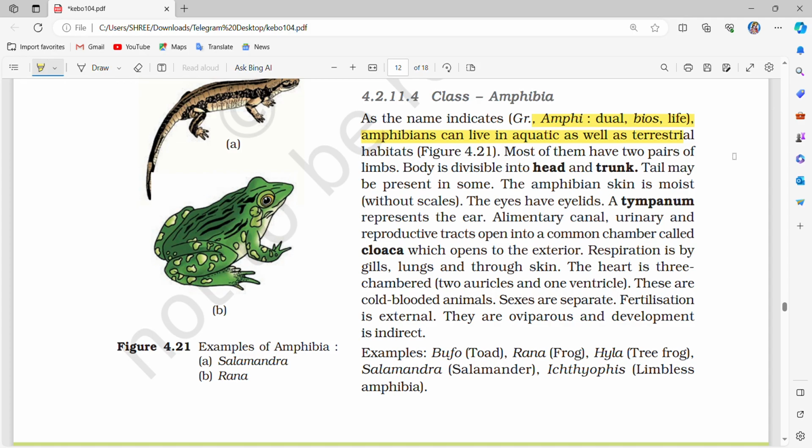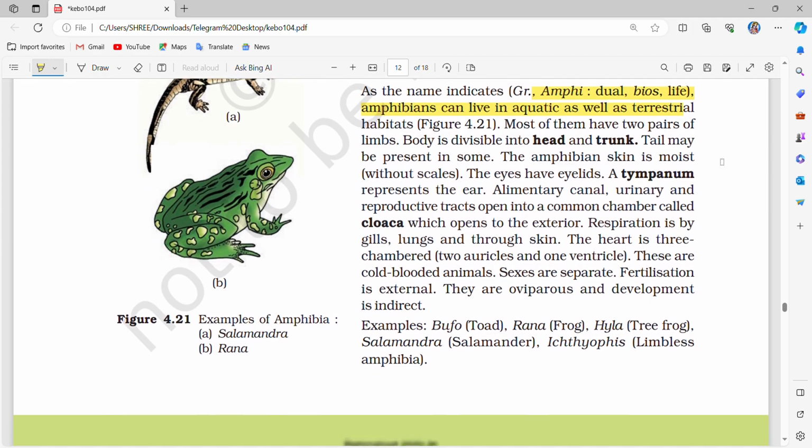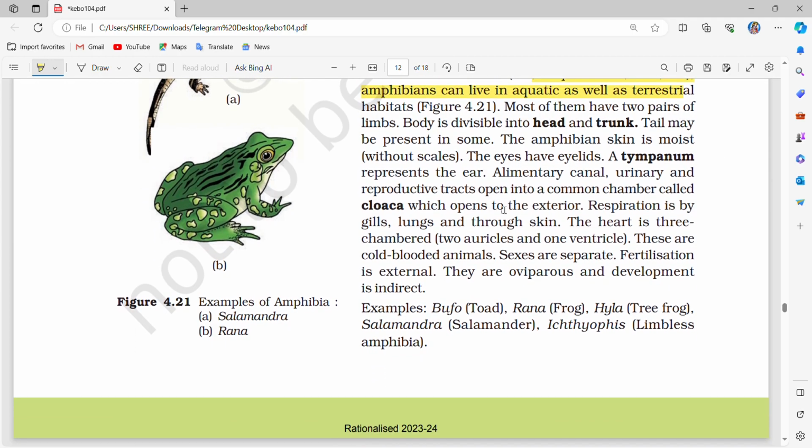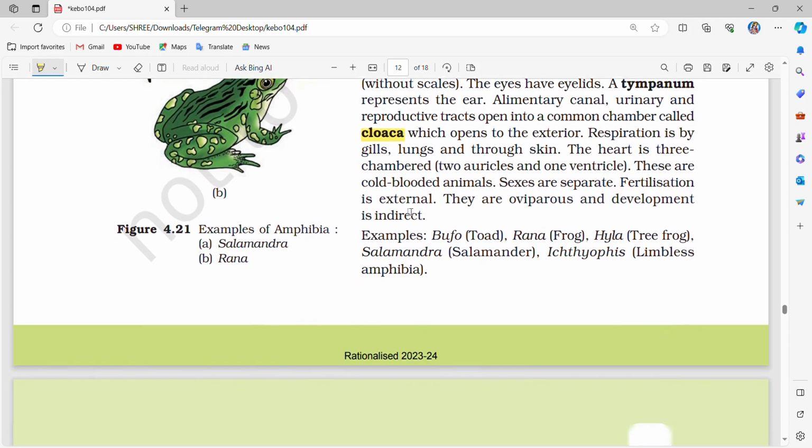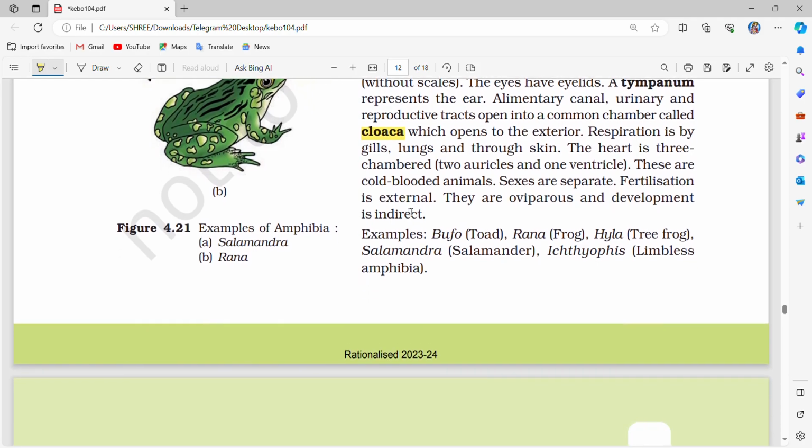The amphibian skin is moist, without scales. The eyes have eyelids. A tympanum represents the ear. Alimentary canal, urinary and reproductive tracts open into a common chamber called cloaca which opens to the exterior. Respiration is by gills, lungs and through skin. The heart is three-chambered, 2 auricles and 1 ventricle. These are cold-blooded animals. Sexes are separate.